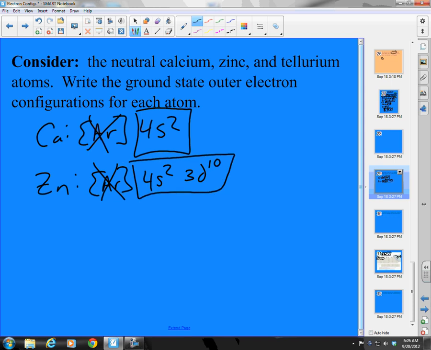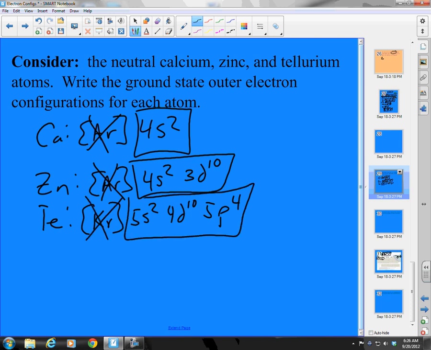And then tellurium. Tellurium is 52. Before that is krypton. After krypton, I go 5s2, 4d10, 5p: 1, 2, 3, 4, so 5p4. Get rid of my krypton. Here's my outer electron configuration for tellurium. That's about as easy as things get.